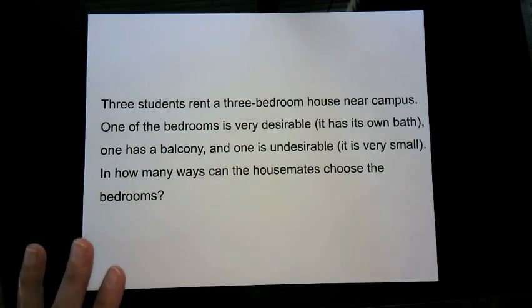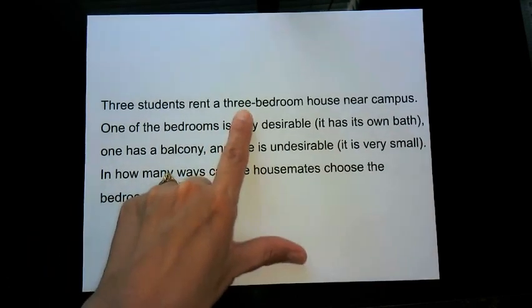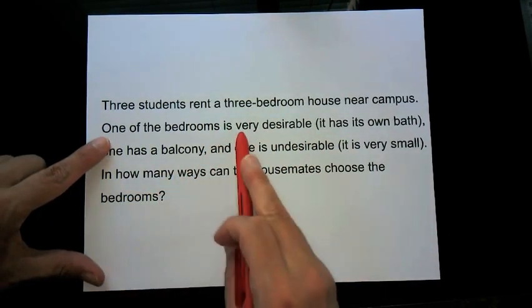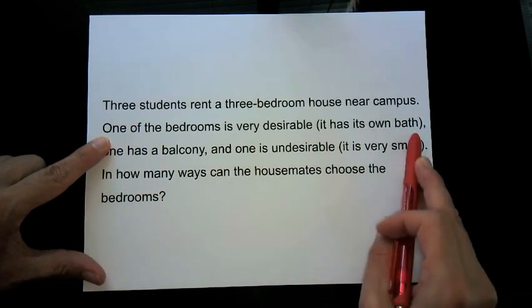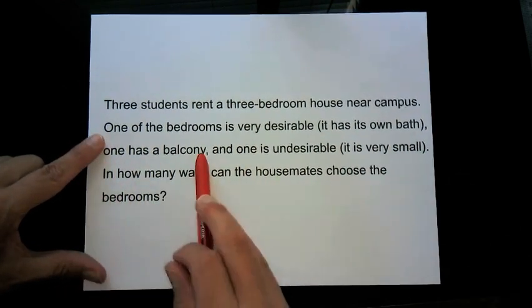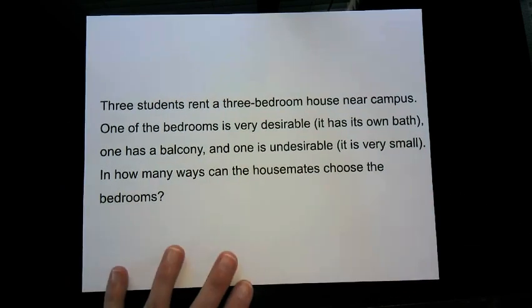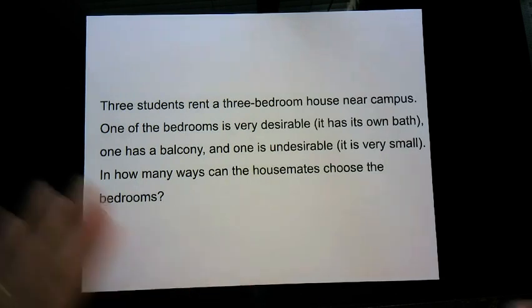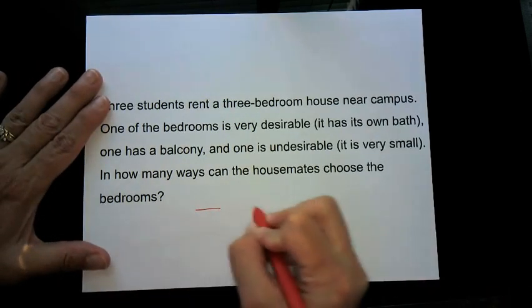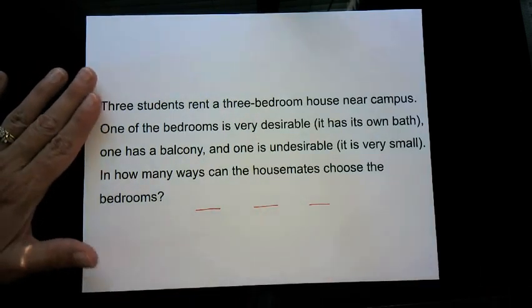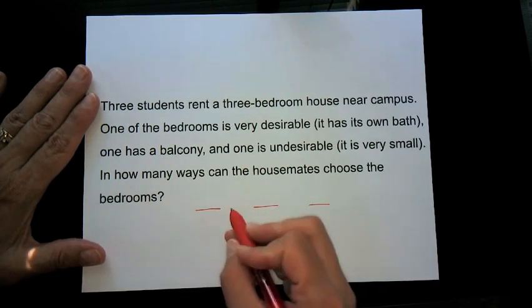You have 3 students who are renting a 3-bedroom house near campus. One of the bedrooms is very desirable because it has its own bath. Sounds good to me. One has a balcony and one is undesirable because it's very small. How many different ways can the housemates choose the bedrooms? So remember, there are 3 bedrooms to choose from. I just use blanks to kind of hold them out there.